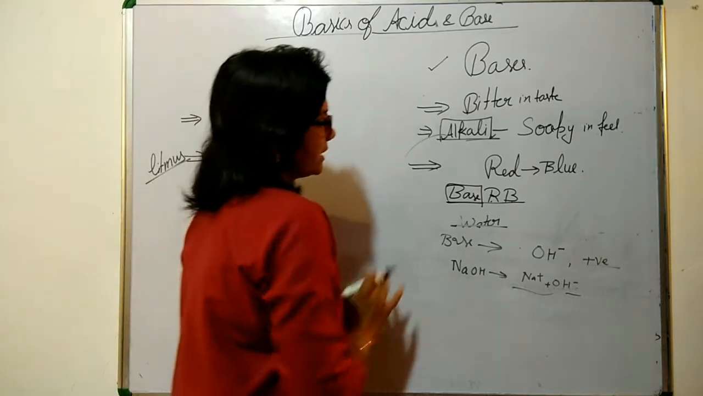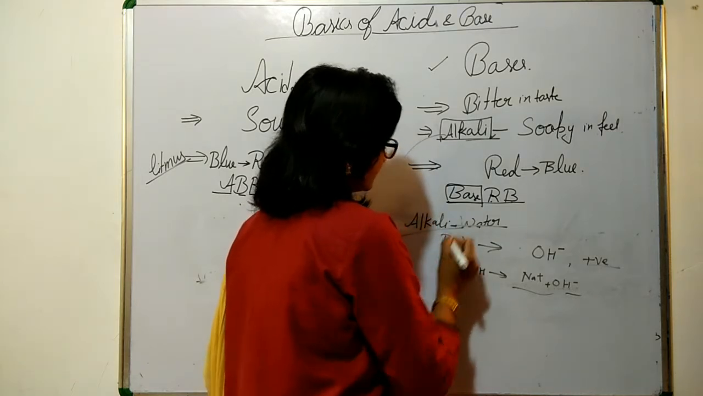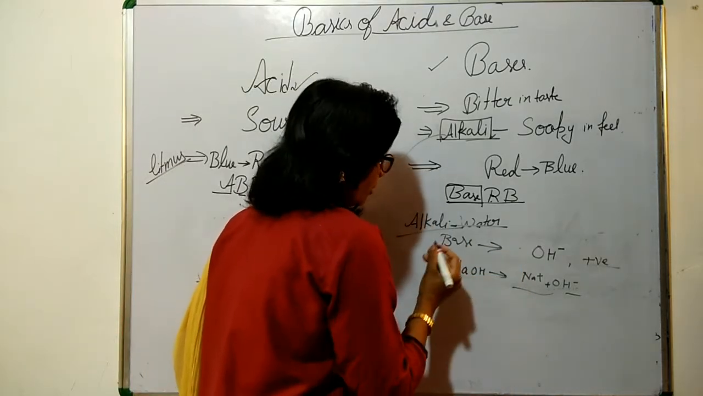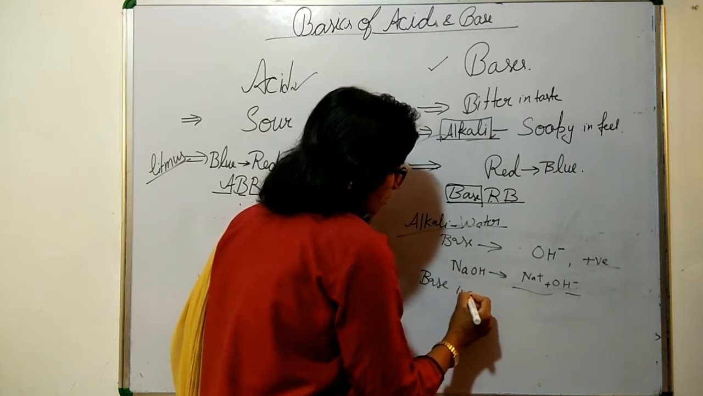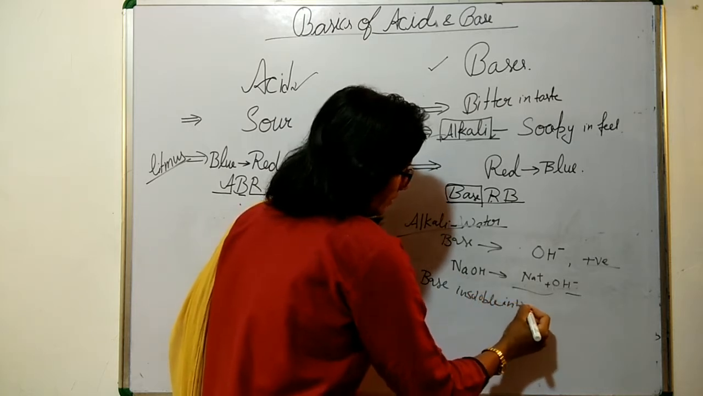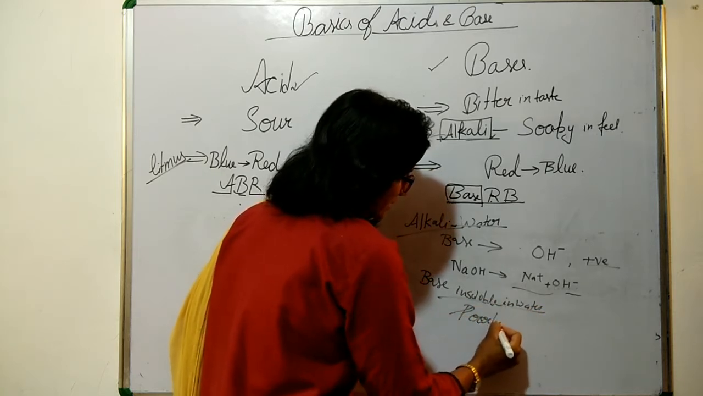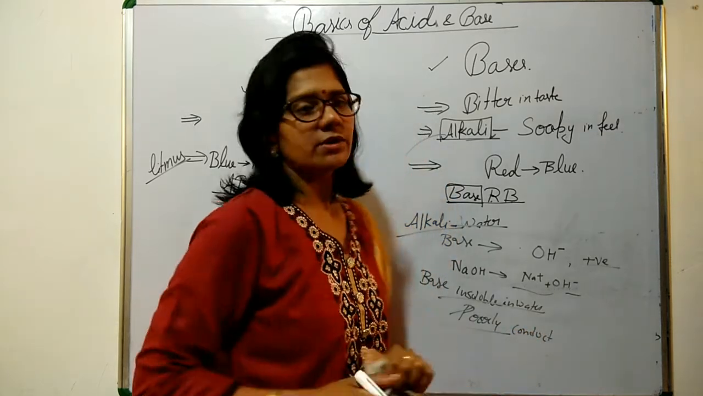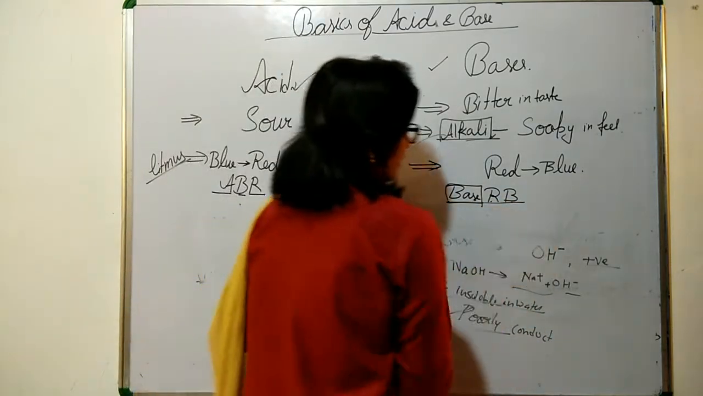But a very important thing here is that alkalis conduct electricity much more readily in comparison to the bases which are insoluble in water. They poorly conduct electricity, because they will not easily dissociate into their ions and it will not help to conduct electricity.